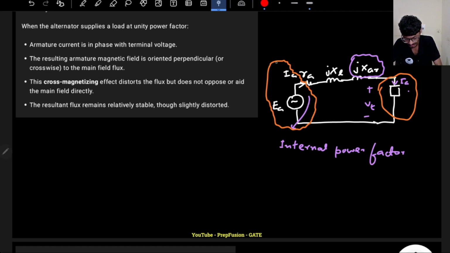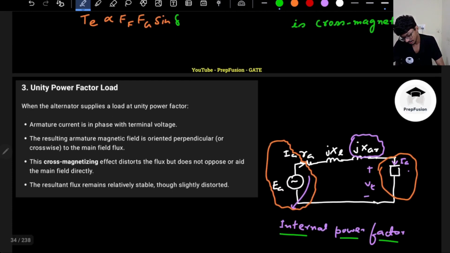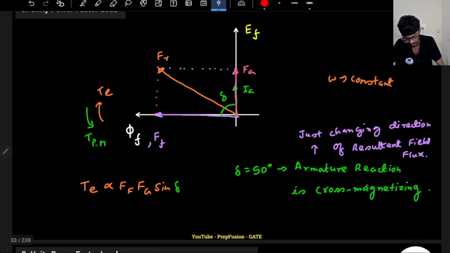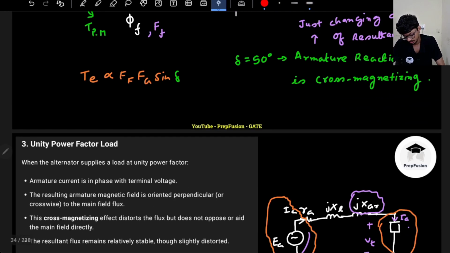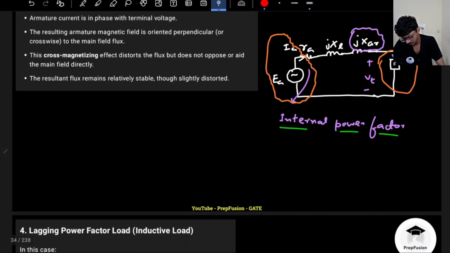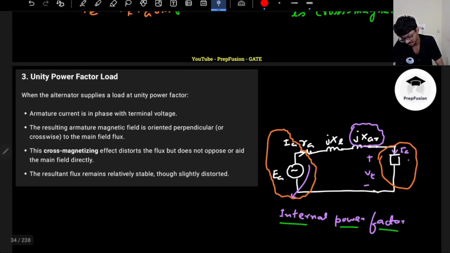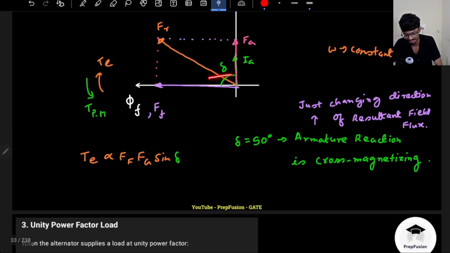Okay, so we are only discussing the power factor here with respect to EA and IA. This is also known as the internal power factor. If the internal power factor is unity, then our armature reaction will be cross-magnetizing. I hope you have understood this. The resultant flux remains relatively stable because I am not reducing the overall MMF, but it gets a bit distorted because the direction gets changed.